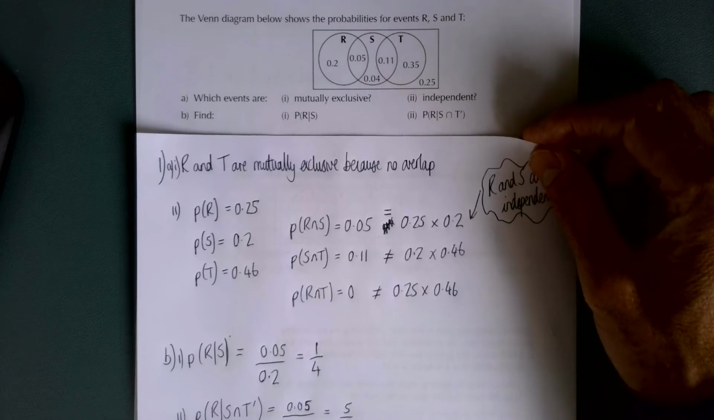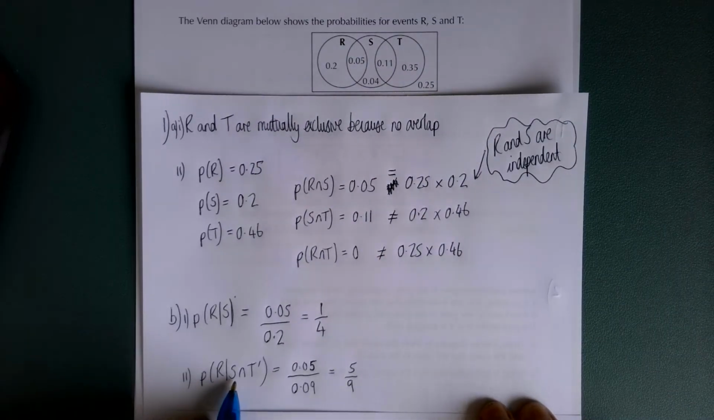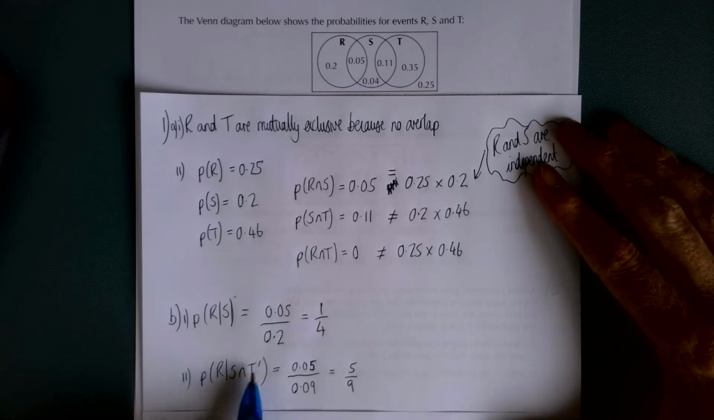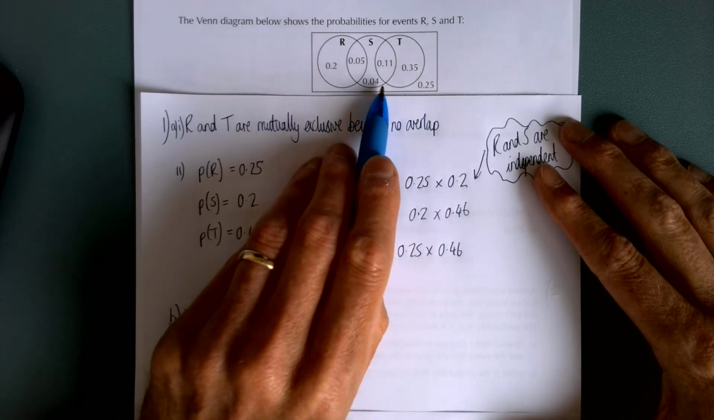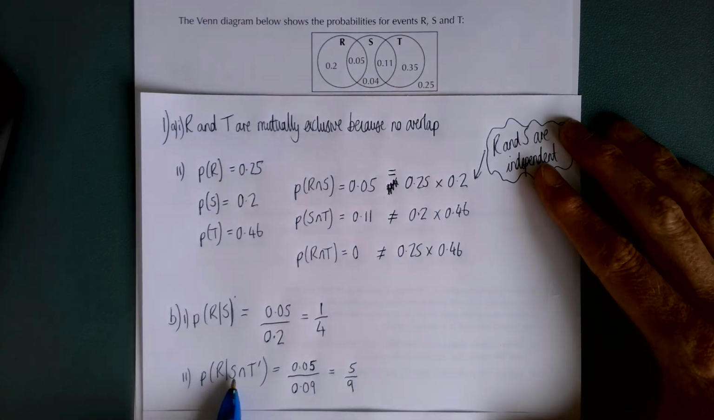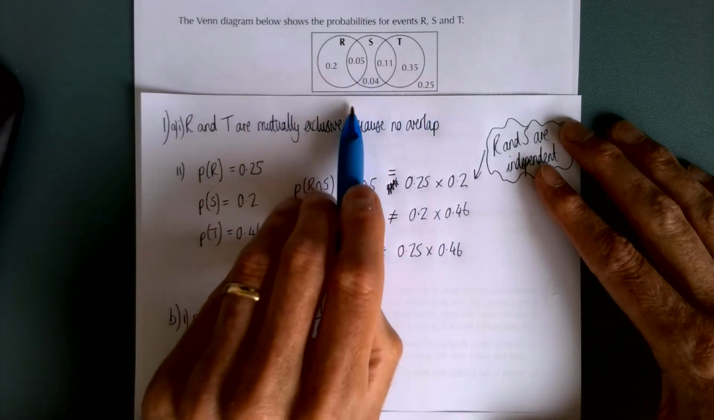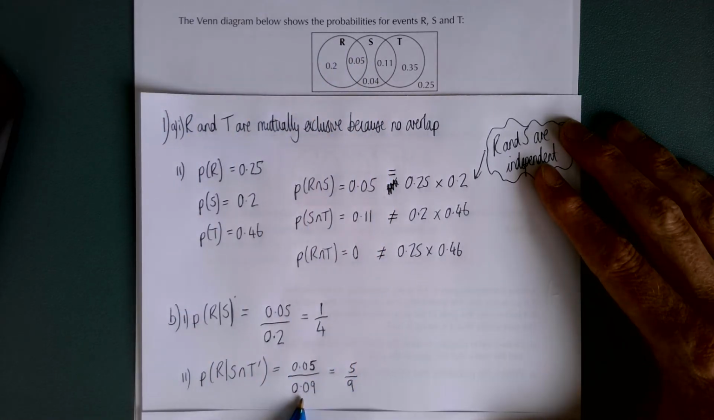And then we're asked, R given S intersection T dash. So slightly more complicated. So let's look at the denominator first. T dash is T not happening. So it's this, this, this, and this. S intersection that, so of this, this, this, and this, which part is also in S? So those two. So that's my denominator, 0.09.